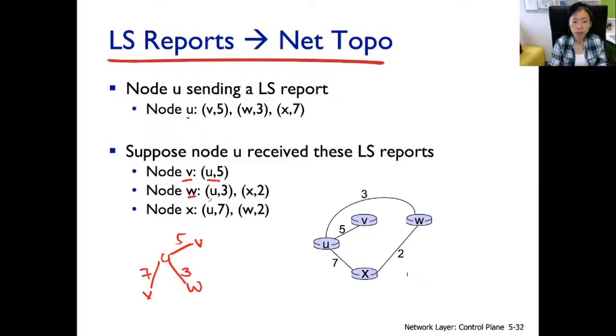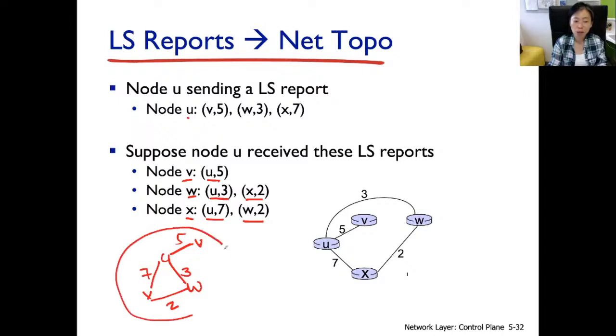W's report is going to tell us the cost to U is 3, which you already know. Oh, W is also connected to X with link cost 2. So W connects to X, link cost 2. X's report says I connect to U, which you already know. X also reports that it's connecting to W, link cost 2, which you already have.